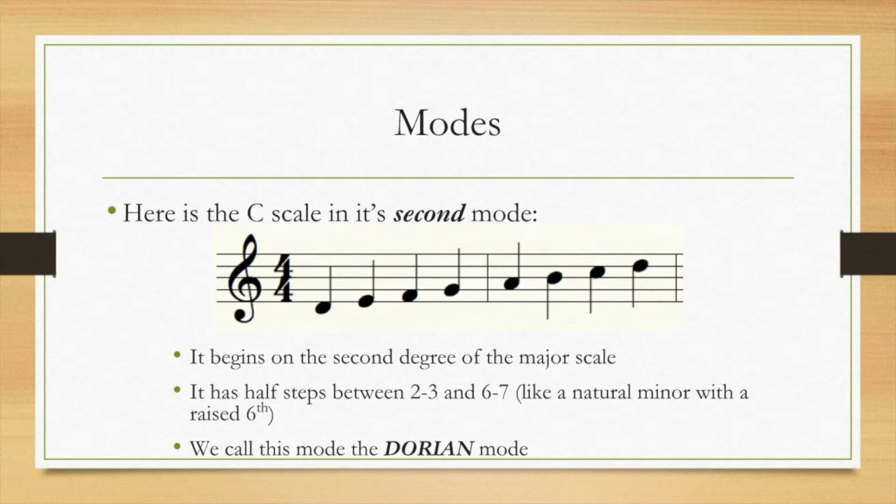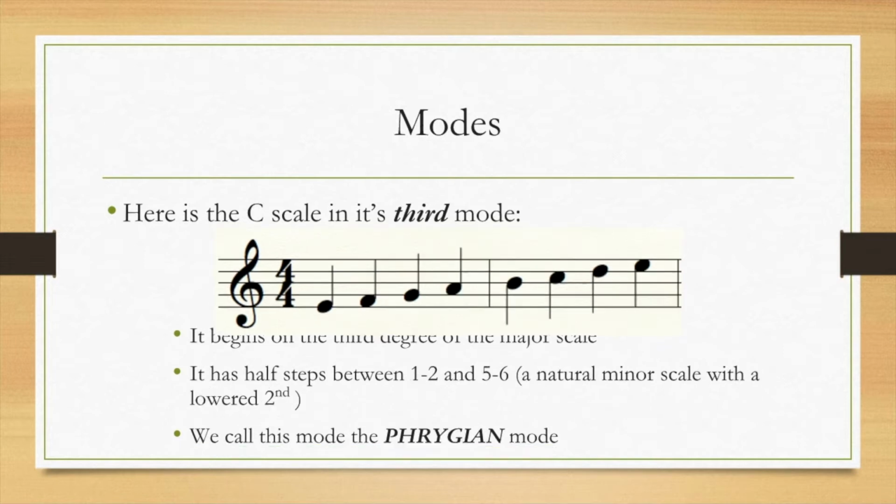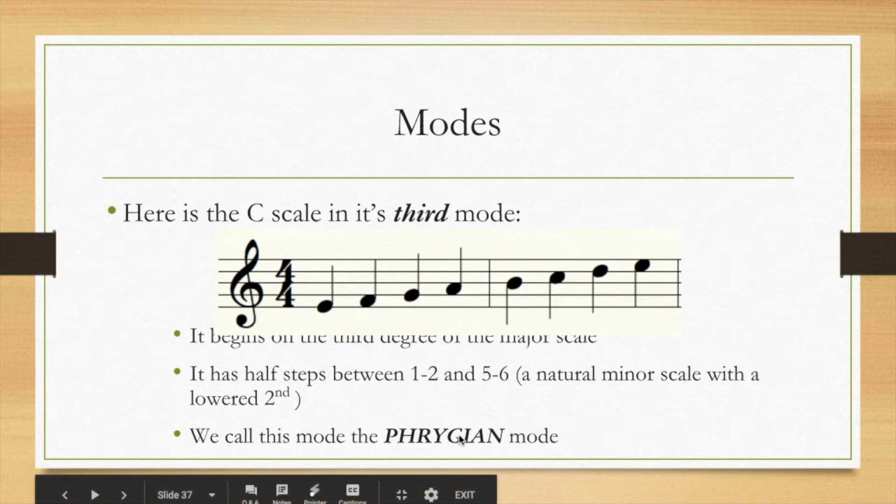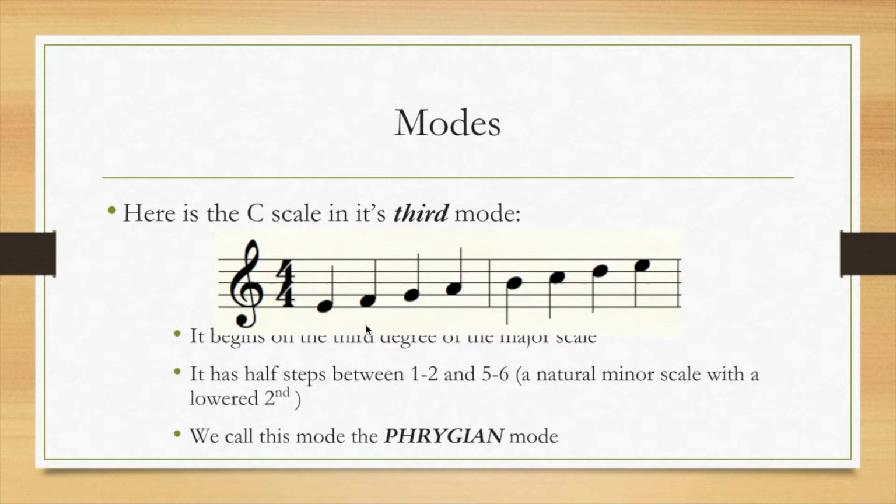All right, what do you think the third mode will be? What note do you think it'll start on? Yes, if you said E, there you go. The third mode is called the Phrygian mode. Again, we just shifted the C scale up, and we're going to start on the third degree of it. Now our half steps are between 1 and 2 and 5 and 6, and it's going to sound like this.